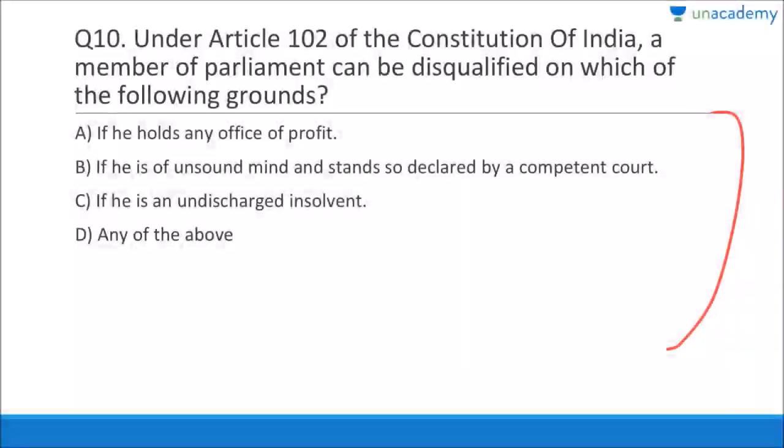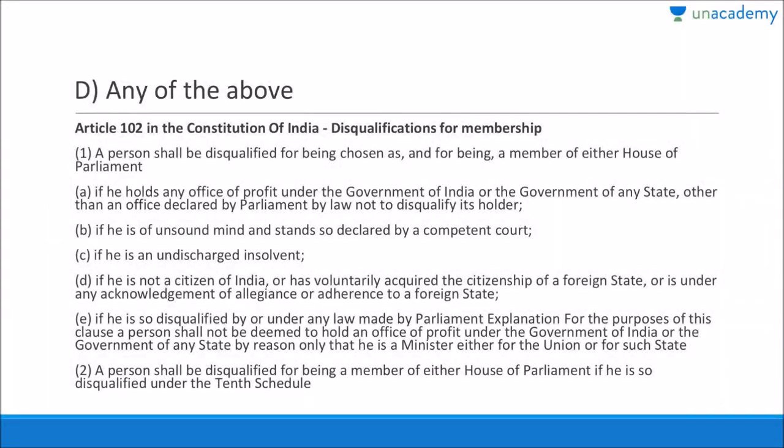Now it is vulnerable. Last question for today is, under Article 102 of the Constitution of India, a member of Parliament can be disqualified on which of the following grounds? If he holds any office of profit, that is correct. If he is of unsound mind and stands so declared by a competent court, that is also correct. If he is an undischarged insolvent, that is also correct. D, any of the above. Answer is D, any of the above.